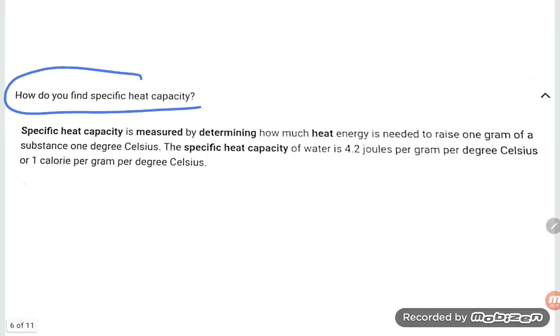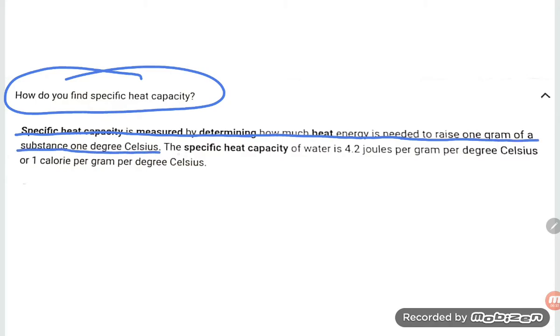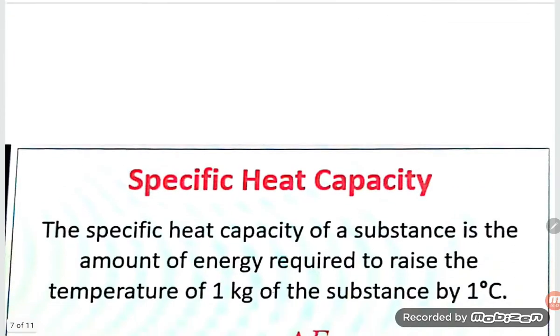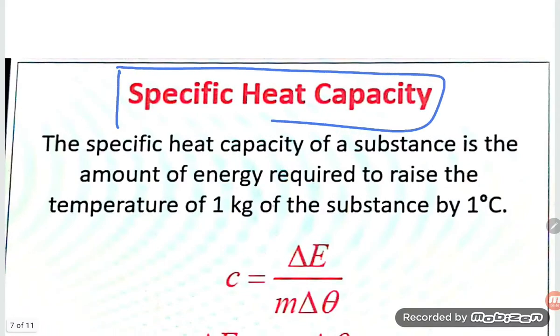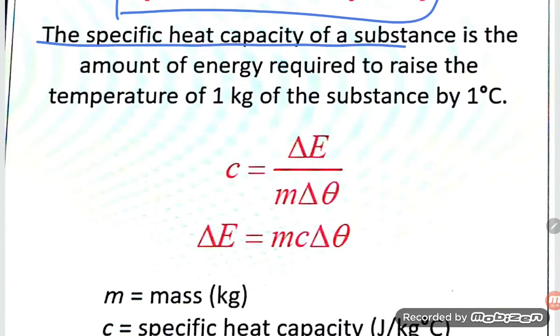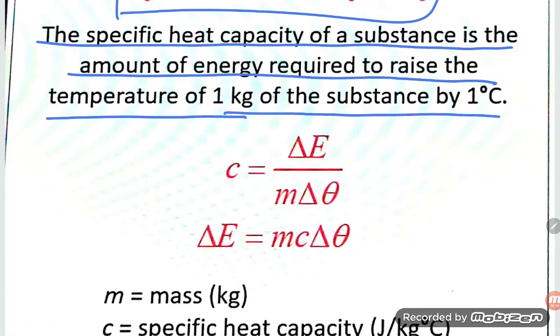How do you find the specific heat capacity? It is determined by how much heat energy is needed to raise 1 gram of a substance by 1 degree Celsius. The specific heat capacity of water is 4.2 joules per gram per degree Celsius, or 1 calorie per gram per degree Celsius. Next, what is the meaning of specific heat capacity? The specific heat capacity of a substance is the amount of energy required to raise the temperature of 1 kg of substance by 1 degree Celsius.